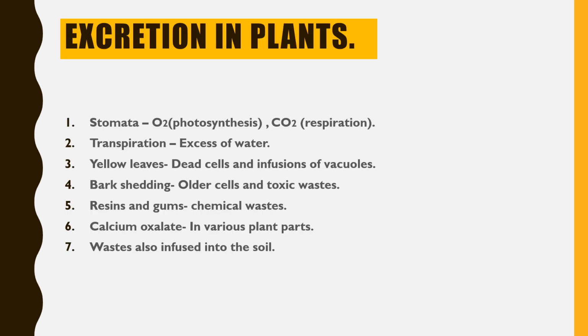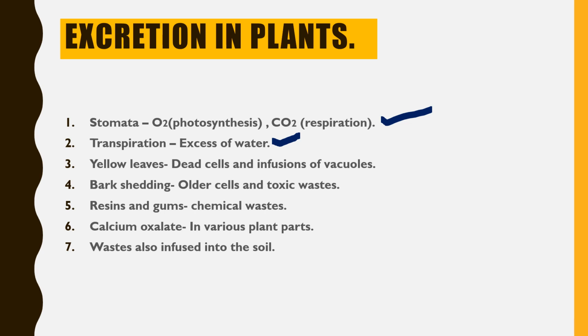Let us look into excretion in plants. They do not have a kidney and associated structures, but instead various parts in the plants perform the process of excretion. The stomata is a structure which allows the waste of photosynthesis, oxygen, and the waste of respiration, carbon dioxide, to be removed. Transpiration through leaves removes the excess water present in the plant.